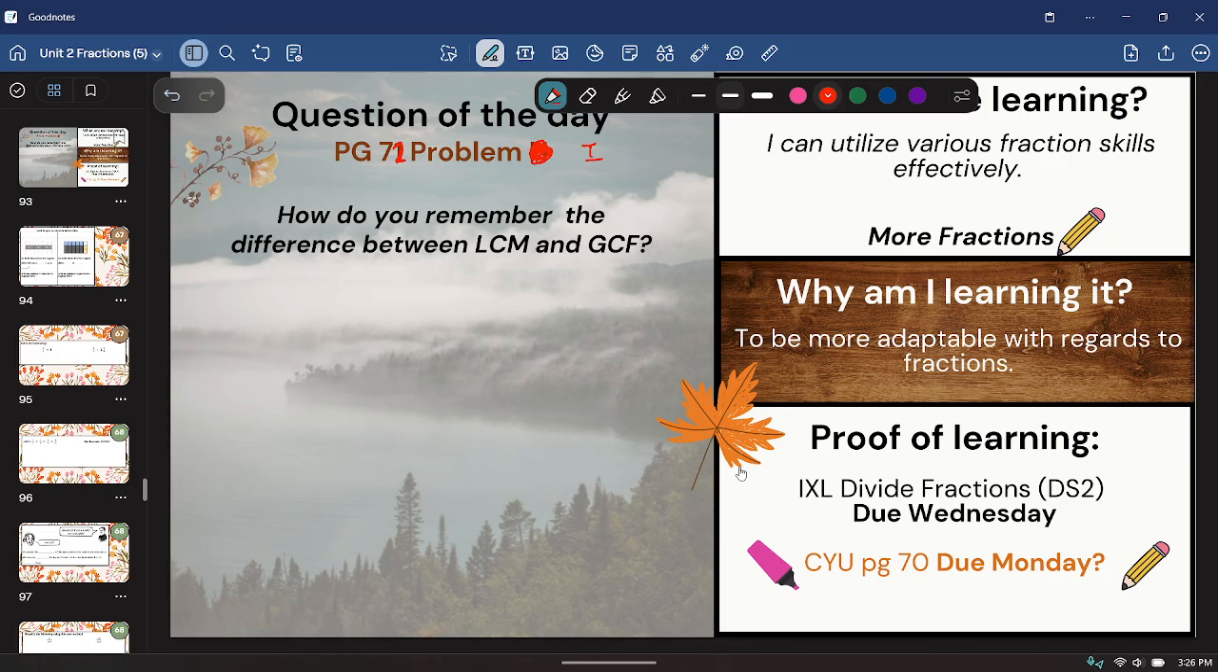Also, there is a homework assignment associated with this. It is CYU page 70. It is due Monday after MEA break. Make sure to fill out how you remember the differences between LCM and GCF.